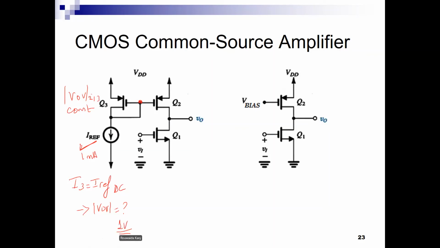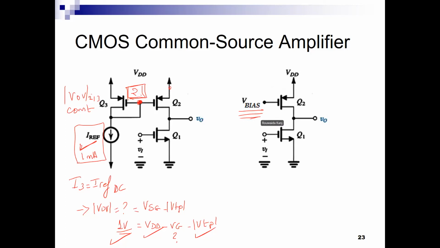If VOV is fixed and VDD is fixed, what is VOV in the end? This is VSG minus magnitude of VTP, which is equal to VDD minus VG minus magnitude of VTP. If this is known and this is known and this is known, would VG be fixed or not? And if this is 1 volt, then I know what VG is. Then VG may be, let's say, 2 point something. So this is a fixed voltage. A fixed IREF is going to determine a fixed current that's flowing and a fixed gate voltage. So it's really as if I have a bias here.